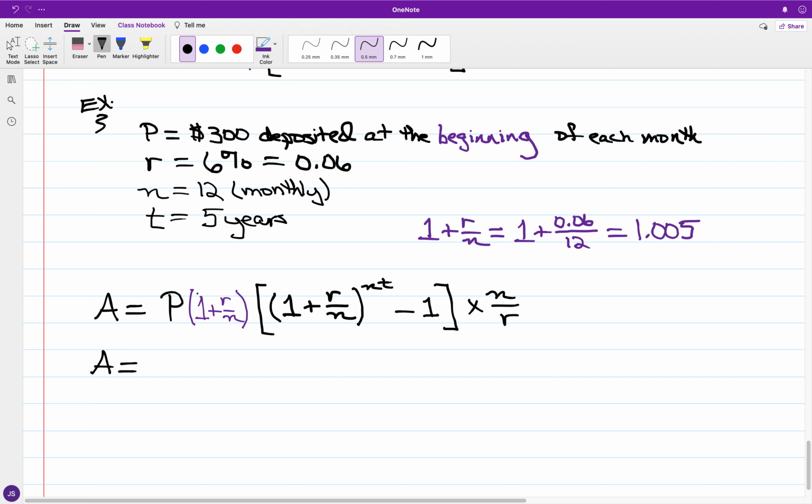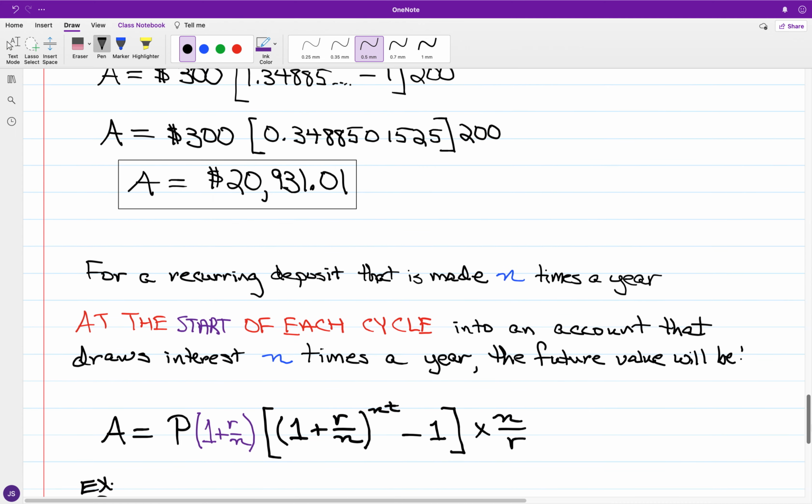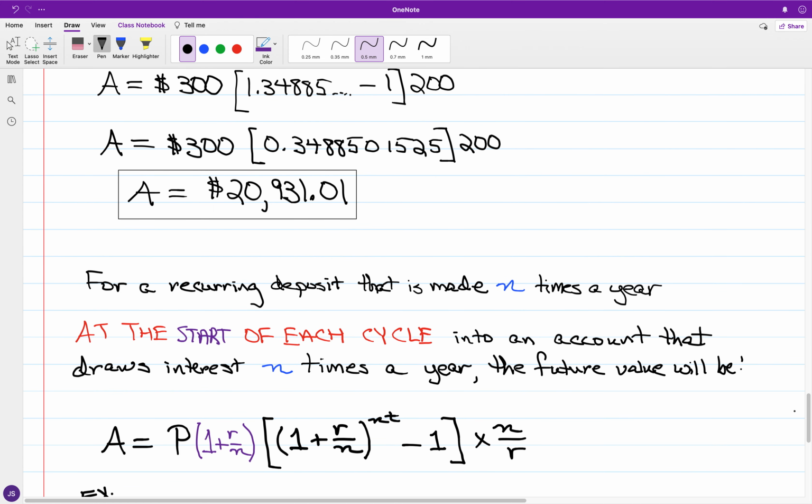And guess what? I had already used the components from P times 1 plus R over N to the N times T minus 1 times N over R. So considering that I've worked with the other stuff, but now throwing in multiplication by 1.005, so I got 1.005, and what did I have before? That was this amount, 20,931.01.